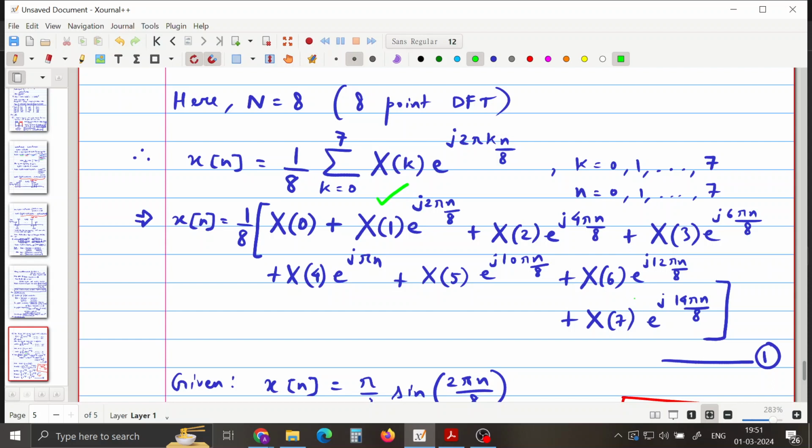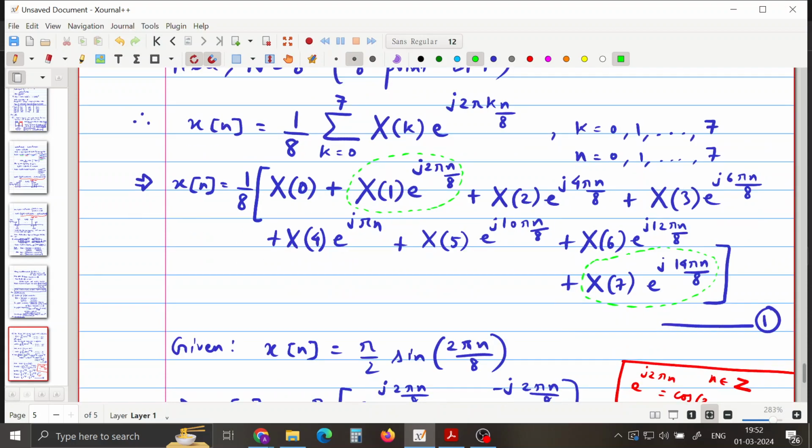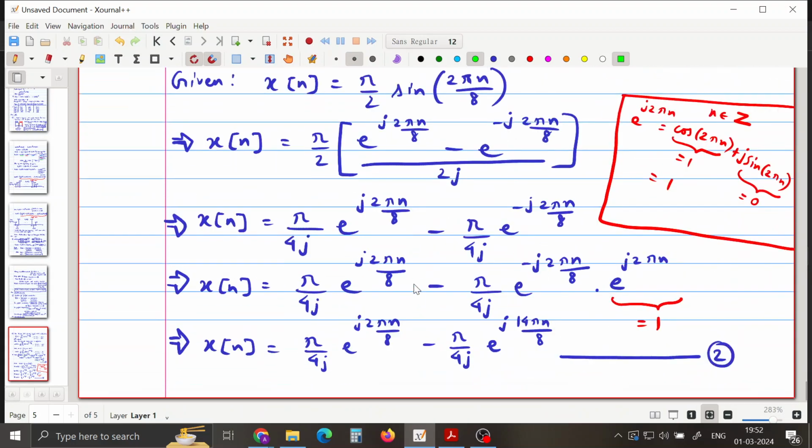and this one, maybe I'll circle it, maybe I'll just enclose it in a dashed circle. So this term is one term for the frequency e power j 2 pi n by 8, and we have our last term which has the frequency 14 pi n by 8. These are the two terms which are actually present effectively.